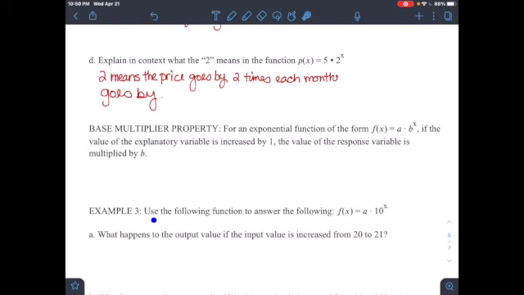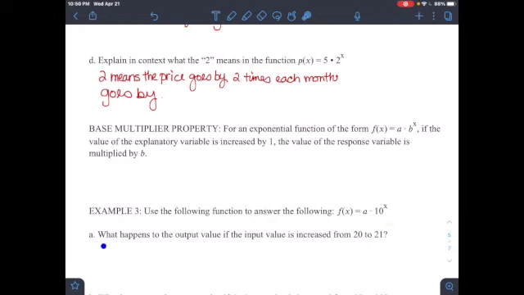So number 3, use the following function to answer the question. A times 10 to the x power. Now think about it. When you have x equals 1, you times 10. If it's x to the second power, it's times 10 twice. So what is 10 to the second power? That's 10 times 10. So that's actually 100.